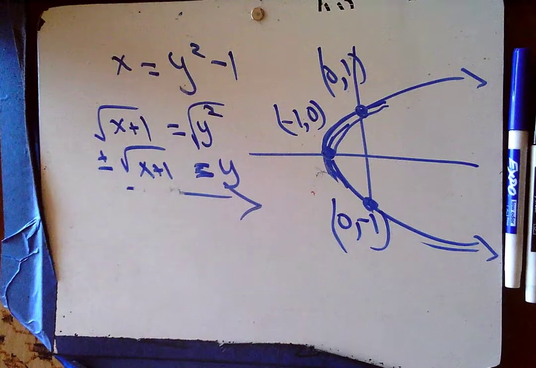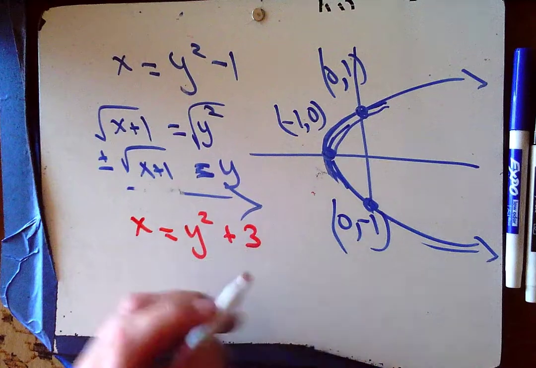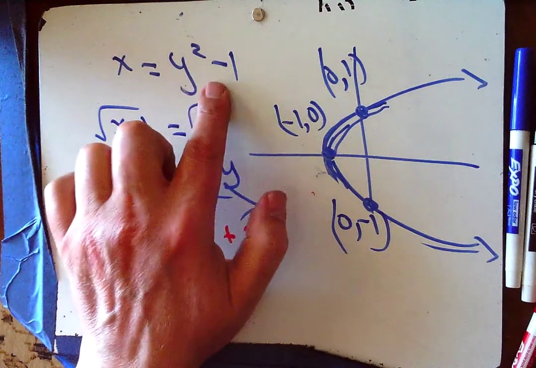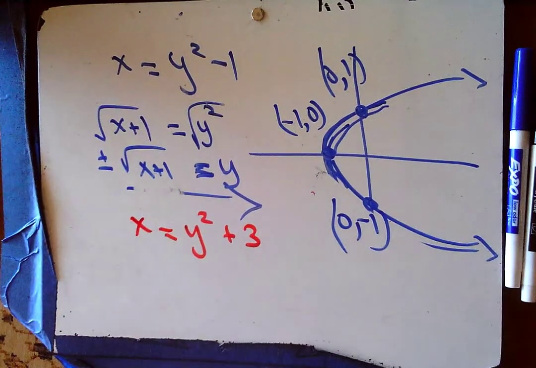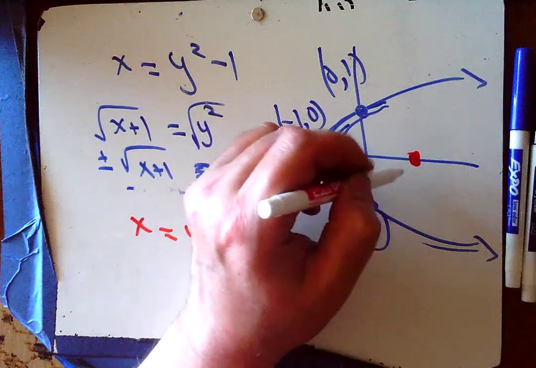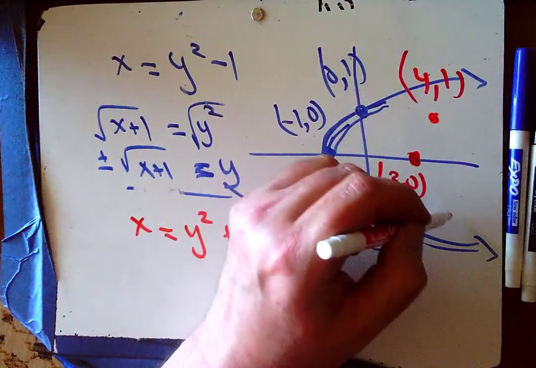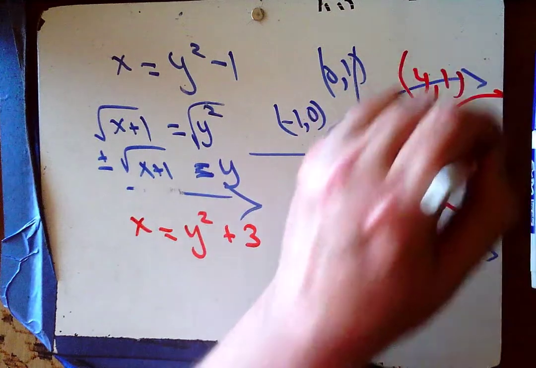Okay, so why don't you do this one? X equals y squared plus 3. Please graph that one. Okay, welcome back. So if this one shifted down 1, this one has to shift up 3. So we've got 3, 0. We've got 4, 1. We've got 4, negative 1. And there's our graph.